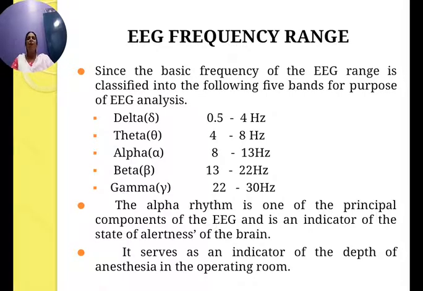The alpha rhythm is one of the principal components of the EEG and is an indicator of the state of alertness of the brain.